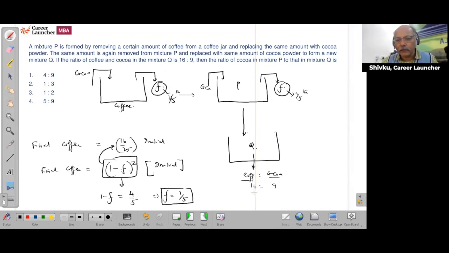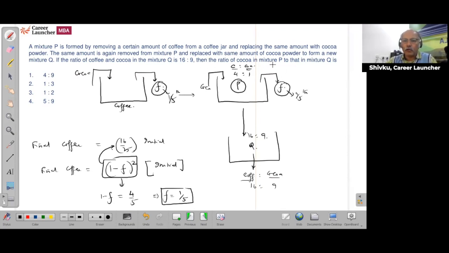And we ended up having 16 is to 49. Okay. So, which basically tells me that in the first value, the coffee to cocoa ratio would have been 4 is to 1. In this case, we have got 16 is to 9. So what is the question that is asking?